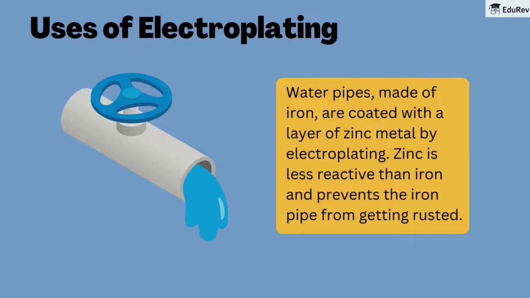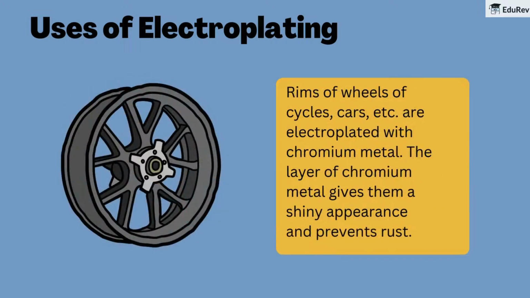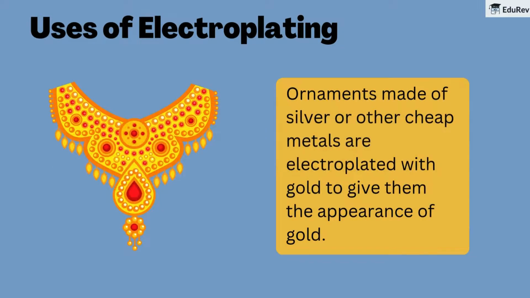Water pipes made of iron are coated with a layer of zinc metal by electroplating. Zinc is less reactive than iron and prevents the iron pipe from getting rusted. Rims of wheels of cycles, cars, etc. are electroplated with chromium metal. The layer of chromium metal gives them a shiny appearance and prevents rust. Ornaments made of silver or other cheap metals are electroplated with gold to give them the appearance of gold.